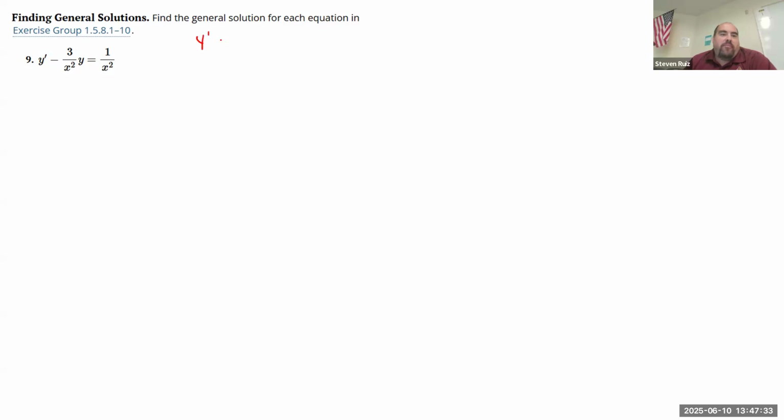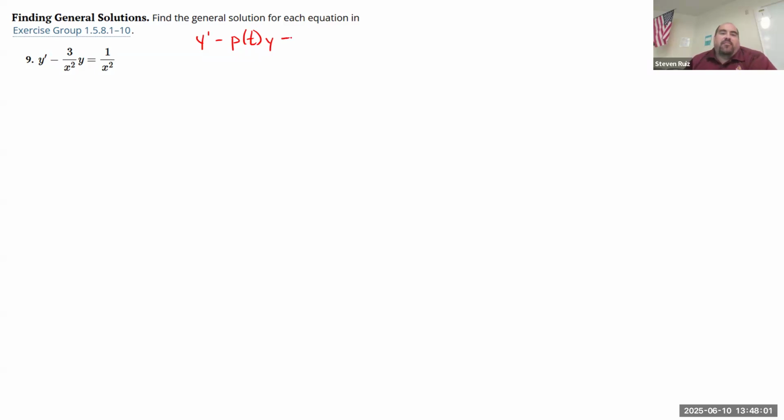We have y prime minus some function in our independent variable times our dependent variable. The thing that makes these equations linear is that the dependent variable only exists in its simplest form, only as y. It does not exist as y squared, e to the y, anything like that. It just exists as y.